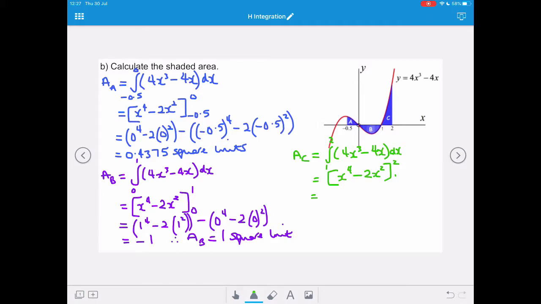So we're going to substitute in our upper limit first, which gives us 2 to the power of 4 minus 2 times 2 squared. And then we're going to subtract our lower limit substituted in, which is 1 to the power of 4 minus 2 times 1 squared. And this evaluates for an area for part C of our curve as 9 square units.